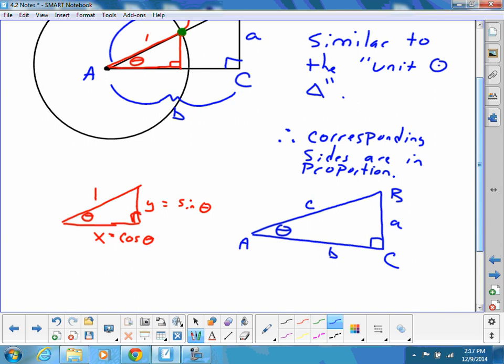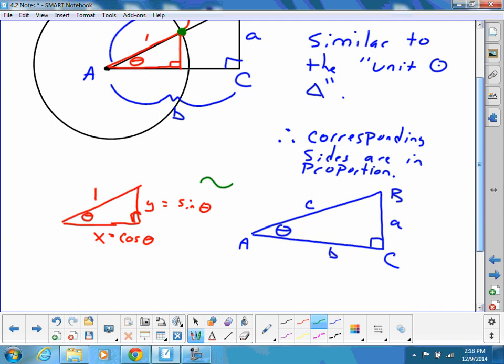Opposite angle C is side C. All right. And what do we know about these two? These two both are similar. If you guys remember that similar symbol, it's that little squiggly line from geometry. That just means those two triangles are similar.